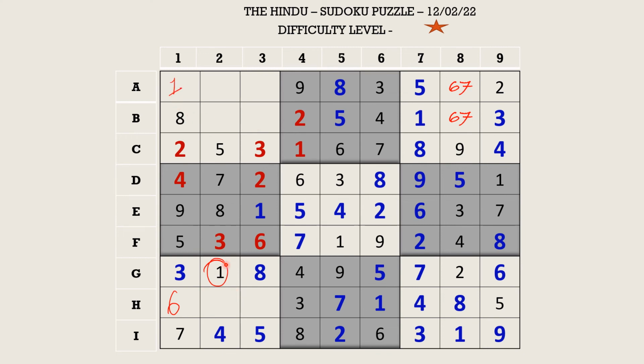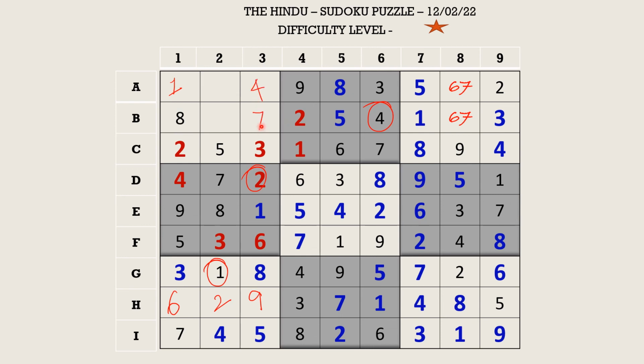Now in this block the missing numbers are 2 and 9. There is a 2 in column 3 blocking here. So H3 takes 9 and H2 takes 2. Now the missing numbers in the third column are 4 and 7. There is a 4 in B row blocking here. So B3 takes 7 and A3 takes 4.